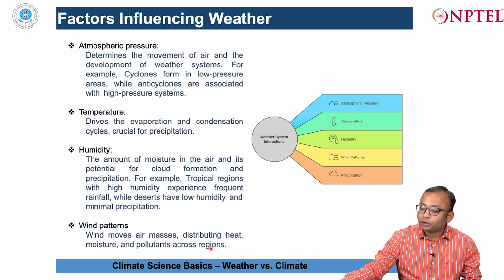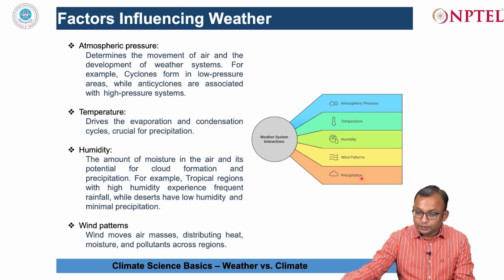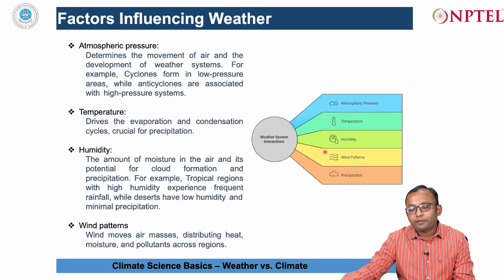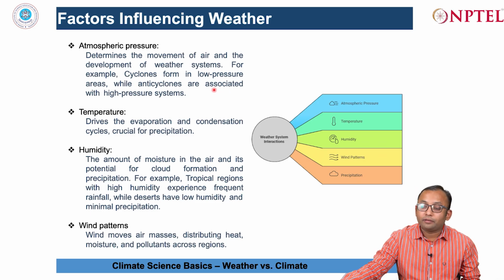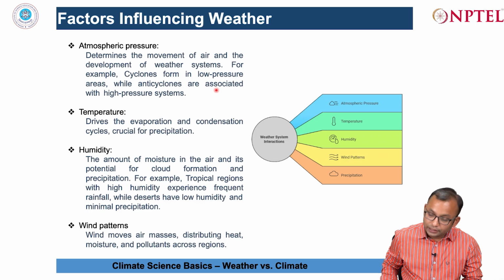So, if you look here on the right side, this diagram tells you about multiple different factors. For example, here I have listed atmospheric pressure, temperature, humidity, wind patterns, and precipitation, which are very crucial factors that define the overall temperature or precipitation pattern in different regions, or when you compare multiple regions. So, this is how we can define the weather patterns based on certain different factors.